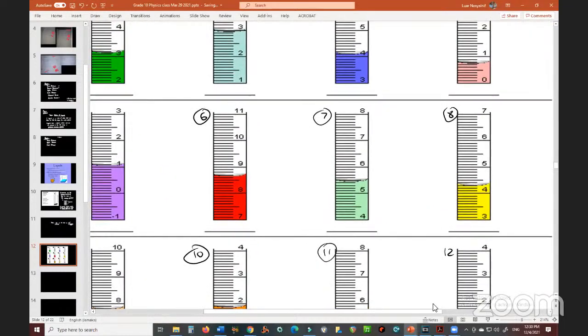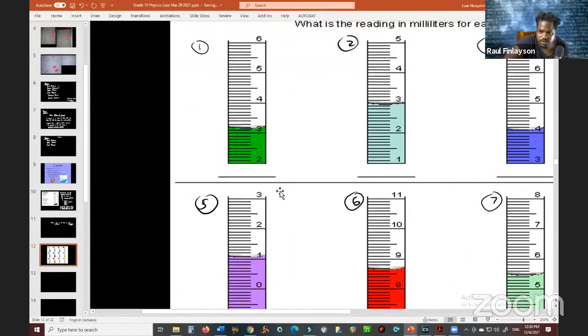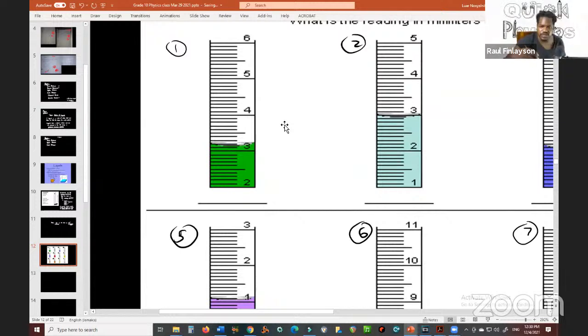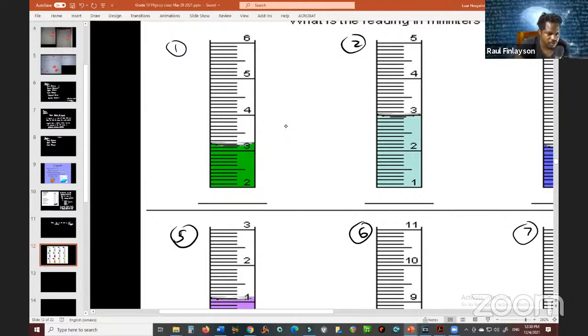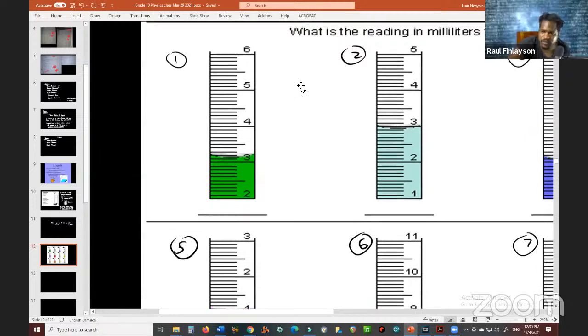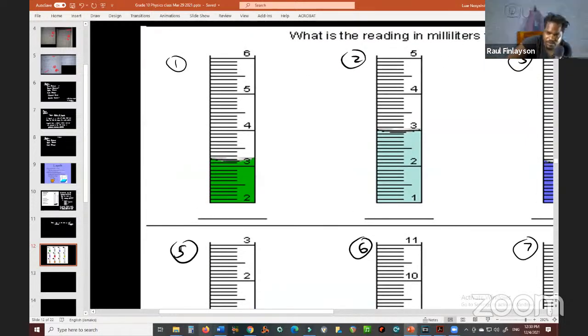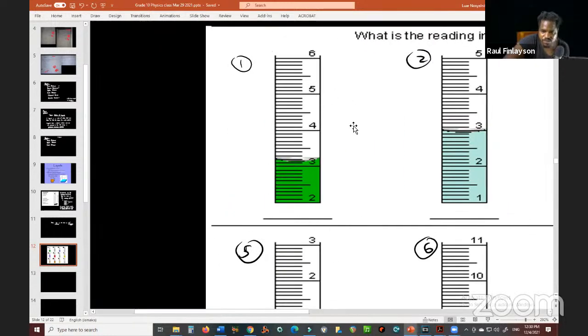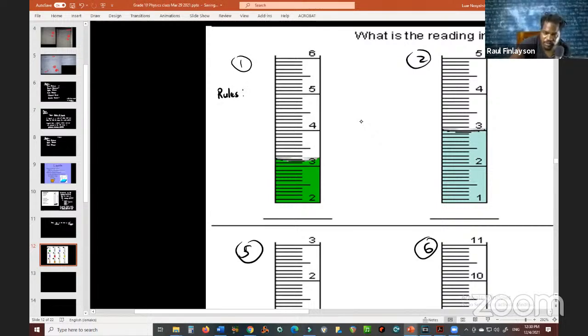Yeah, sure. All right, so let's just zoom in and see what's happening here. Now the key is to get as close to it as possible. If this was a real cylinder, you would get close to it and remember you're going to read at eye level. Now we're going to come into using the graduated cylinder. There are some rules. We'll look at that afterwards. However, let's look at this one. The question asks, what is the reading in milliliters for each graduated cylinder. This one here has a green liquid. Let me just give you the rules here. Rule 1.